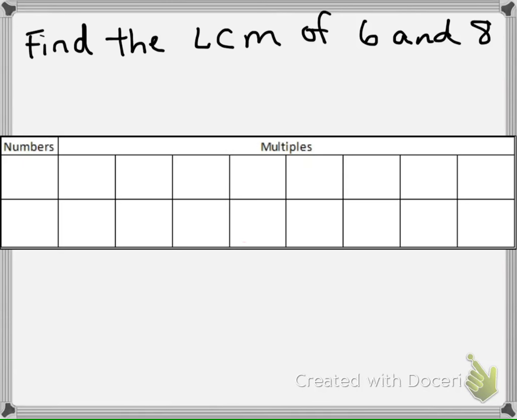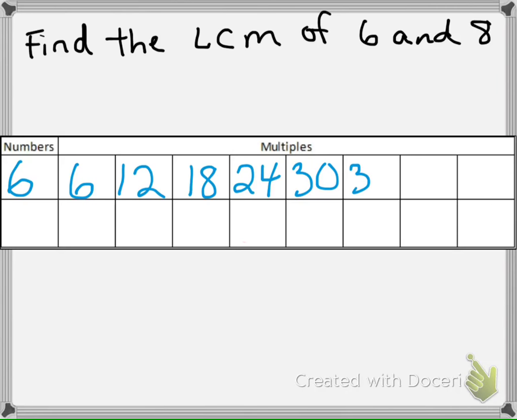All right, find the least common multiple of 6 and 8. There's a few different methods for finding the LCM, and the one we're going to look at in this video is listing multiples. So I have a little multiple chart here, and we're going to start with multiples of 6 first. So I'm going to put 6 there, and I'm going to list the multiples of it. We've got 6, 12, 18, 24, 30, 36, 42, 48.